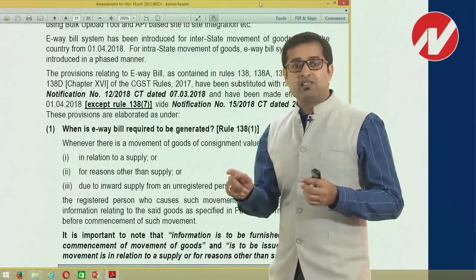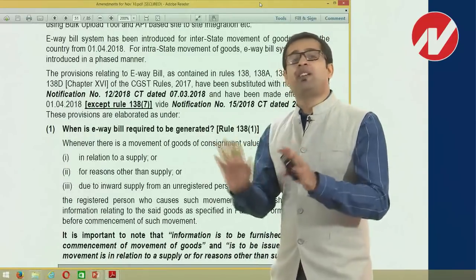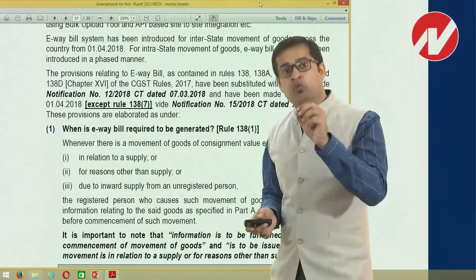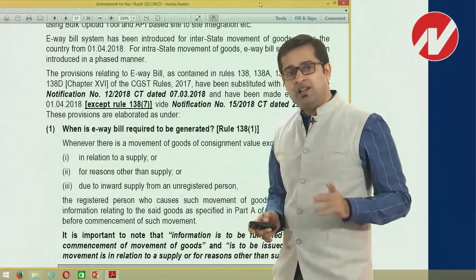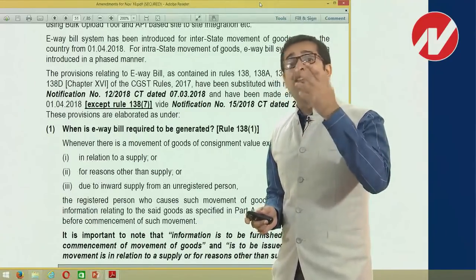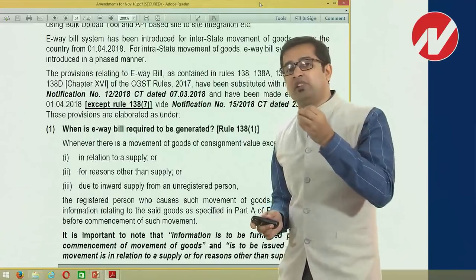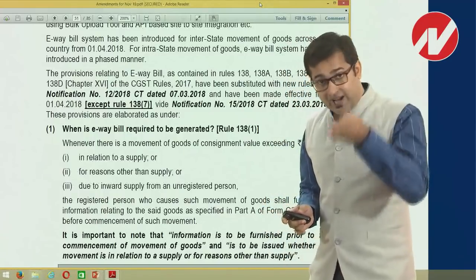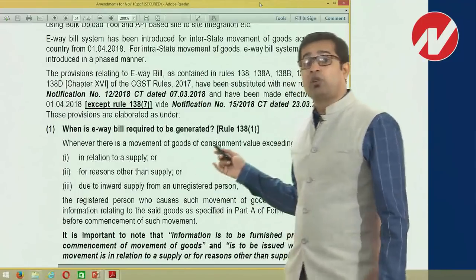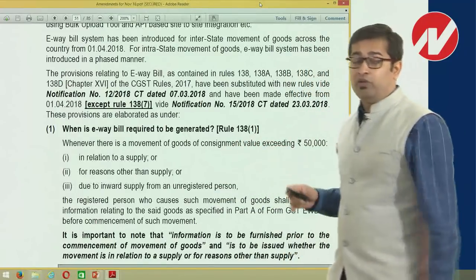It doesn't ask how much the value of the service is for which you are sending the goods. If I give you goods worth 5,00,000 rupees to process for 500 rupees, I will have to generate an e-way bill. I can't say that the service value is 500 rupees, which is less than 50,000, because the value of the goods in the consignment should be above 50,000. That is one of the relevant points given over here.